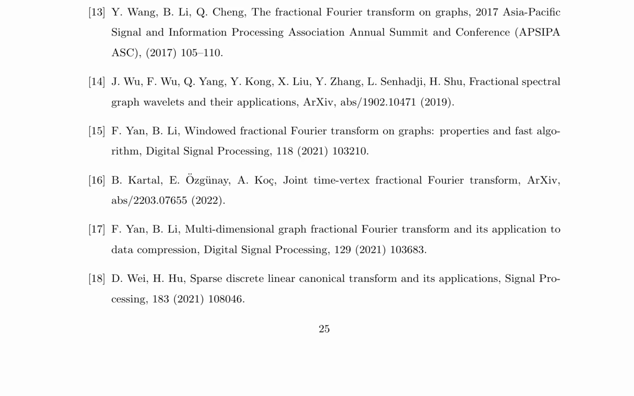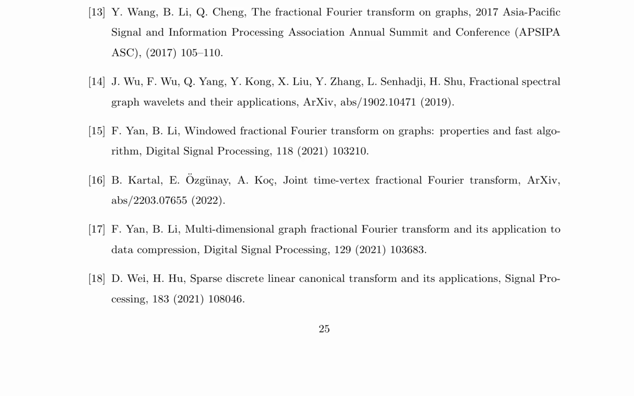14. The windowed fractional Fourier transform on graphs has also been proposed, allowing for the analysis of graph signals with varying frequencies. 15. Furthermore, the joint time vertex fractional Fourier transform has been introduced, facilitating the analysis of graph signals with both temporal and spatial dimensions.